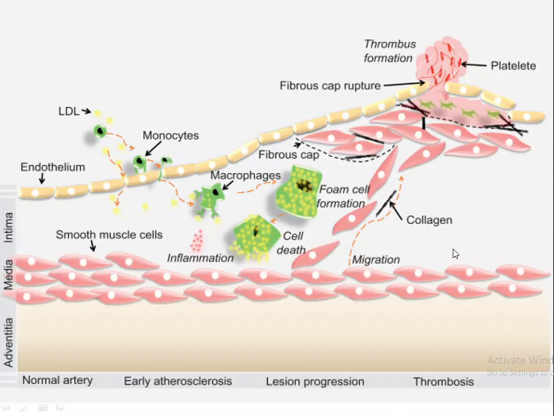This is accompanied by increased synthesis of collagen that causes the hardening of the atherosclerotic plaque, and collagen deposition, leading to the development of fibrous plaque. During this process, these foam cells die and cause the plaque to grow. Rupture of the plaque leads to the formation of thrombus.